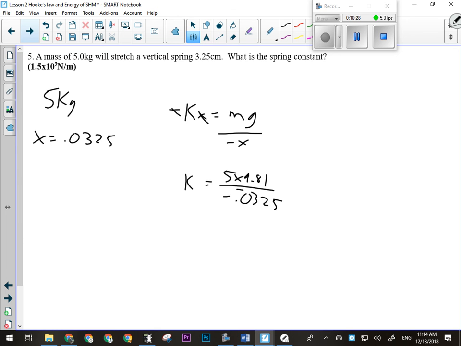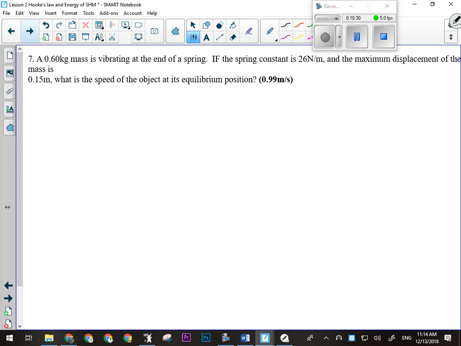7? All right, so this one is talking about it vibrating on the end of the spring. So this time it's actually moving back and forth. It could be a conservation of energy question. It could still be a Hooke's law question. So we've got a spring constant here of 26 newtons per meter. Maximum displacement, so in other words amplitude, is 0.15 meters. We're looking for the speed of the object at equilibrium, which is where the maximum speed occurs.